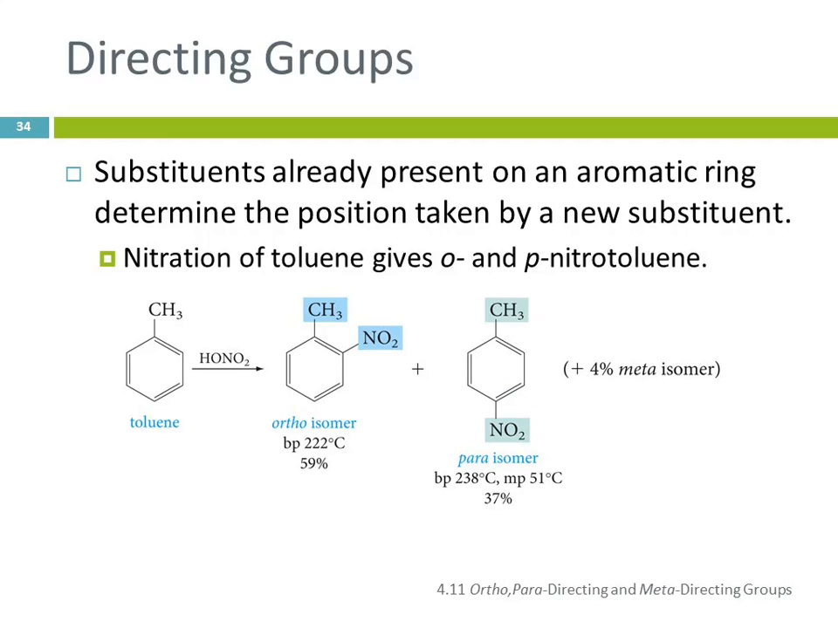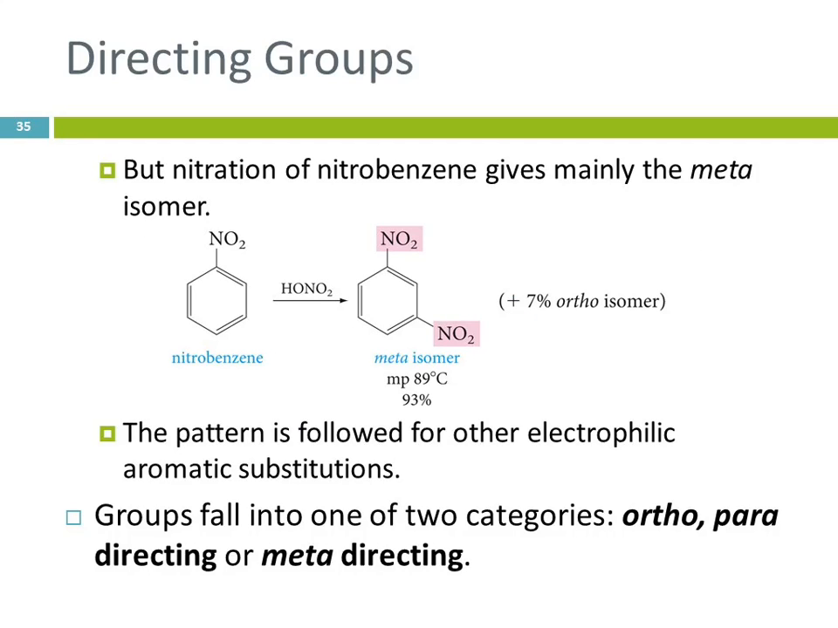And this happens with other substituents as well. But if we take nitrobenzene and do the same reaction, we get almost exclusively the meta isomer. If we do this on toluene, we got ortho and para, and on the nitrobenzene, we get the meta isomer. And this pattern is followed for other electrophilic aromatic substitutions. If we were doing a chlorination of nitrobenzene, we'd get the meta isomer. And so there's a pattern here.